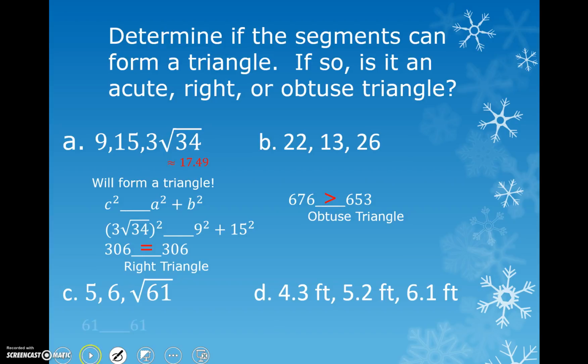Okay, so for letter C, we should have gotten that the two things were equal, and that's a right triangle. And for letter D, you would have found that it's smaller, so that's an acute triangle. And so that's the process. First, check to see if it's a triangle, then go through and substitute the things in and see what the relationship is to c squared.